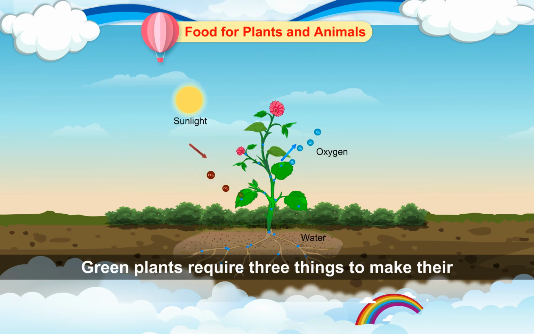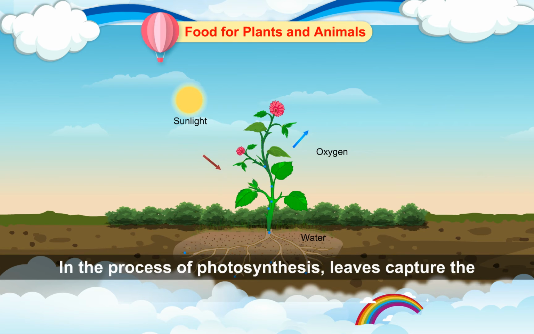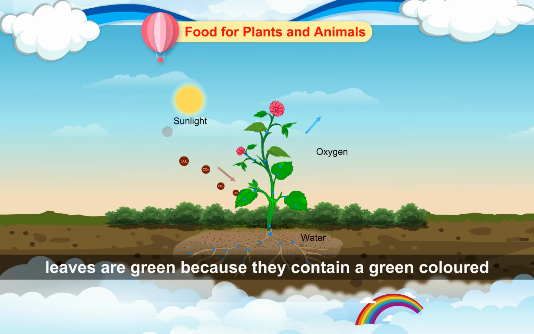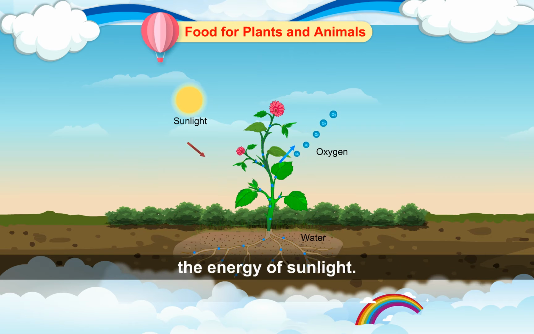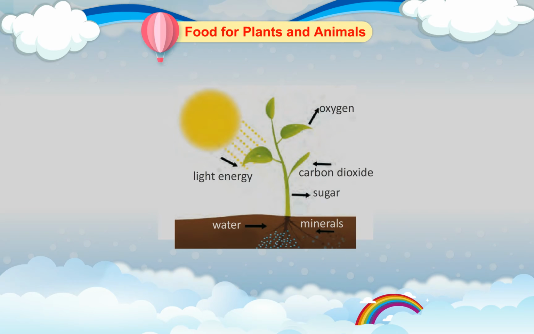Green plants require three things to make their food: sunlight, carbon dioxide, and water. In the process of photosynthesis, leaves capture the energy of sunlight and use it to make food. Almost all the plant leaves are green because they contain a green-colored pigment called chlorophyll, which helps them in absorbing the energy of sunlight.